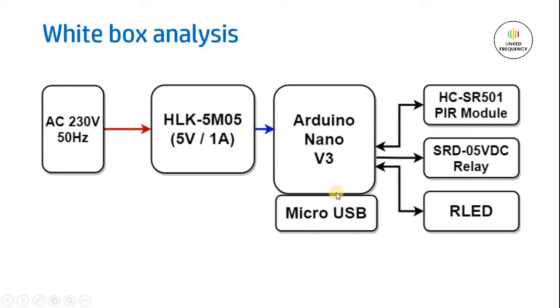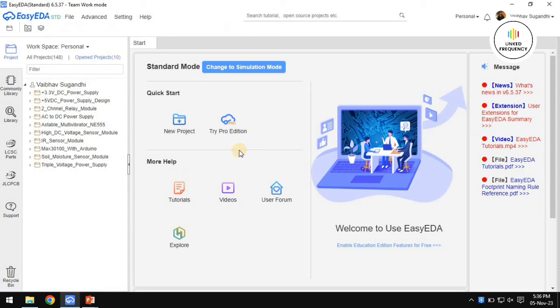This is how our white box analysis looks. Now let's jump onto the tool called EasyEDA to start with our design activity.